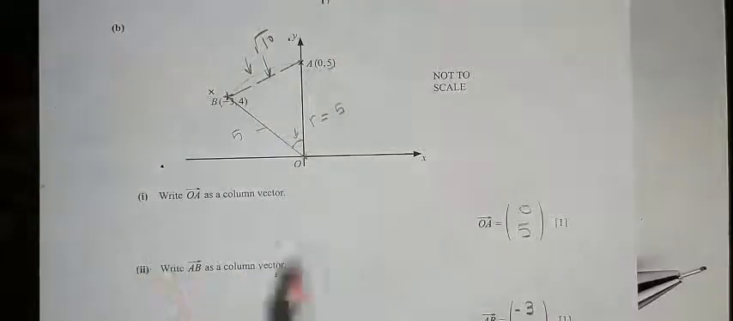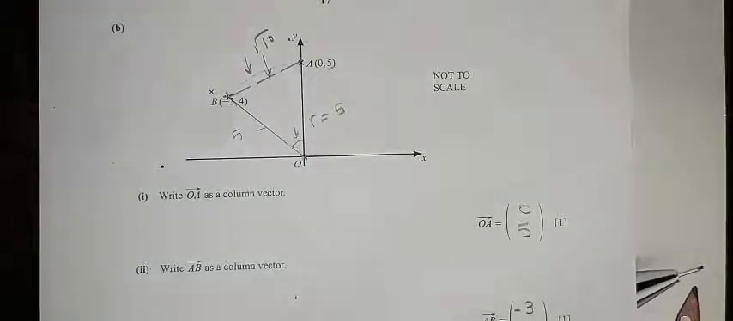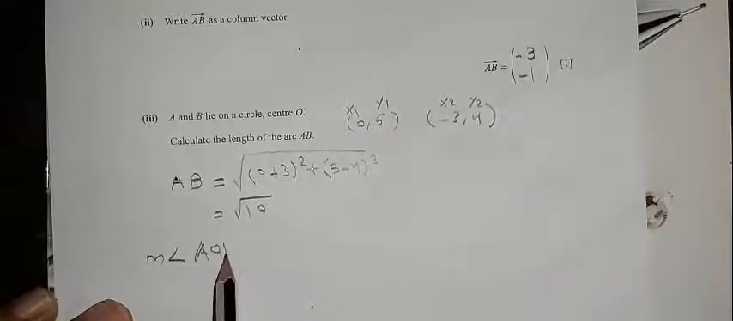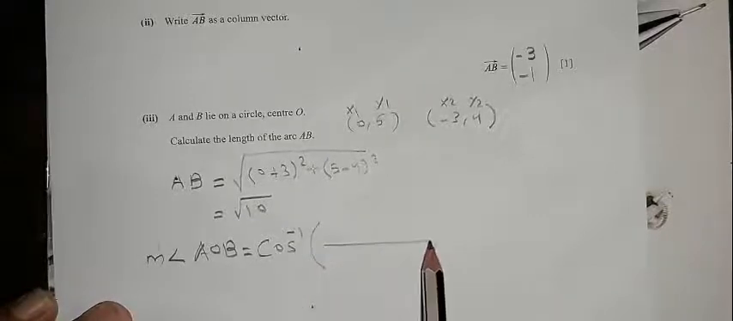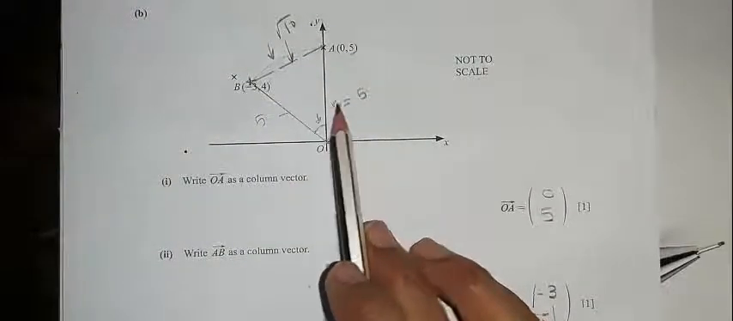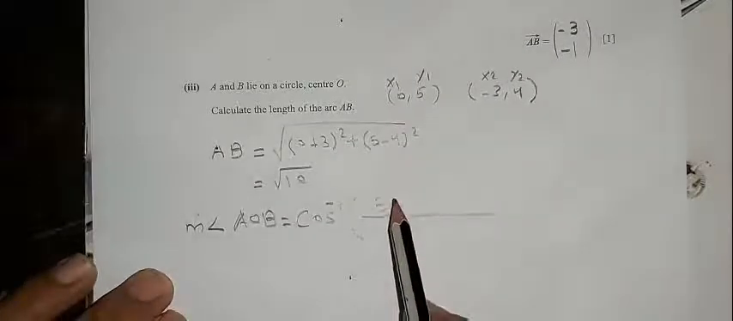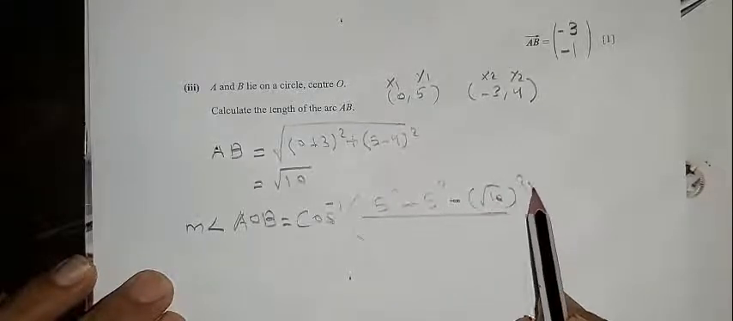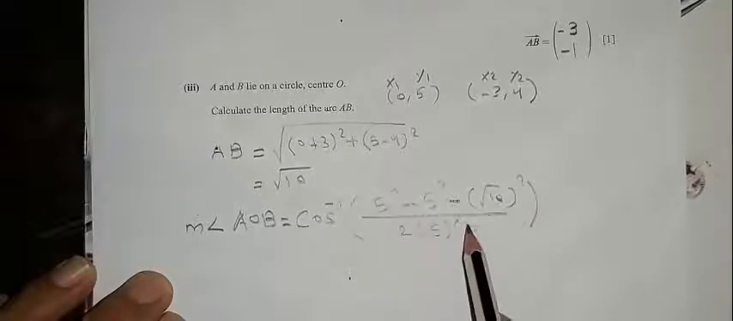Now we have 3 sides in a triangle. We can use the cosine rule to find this angle size. So the measure of angle AOB equals cosine inverse of 5 squared plus 5 squared minus root 10 squared, over 2 times 5 times 5.